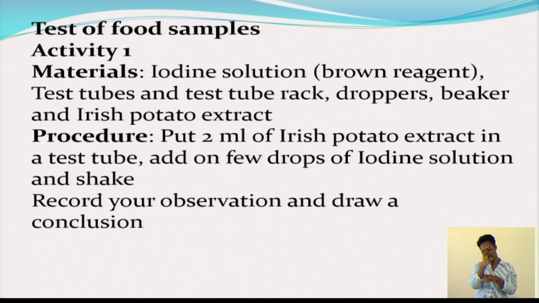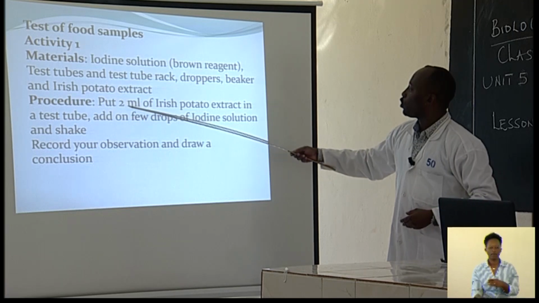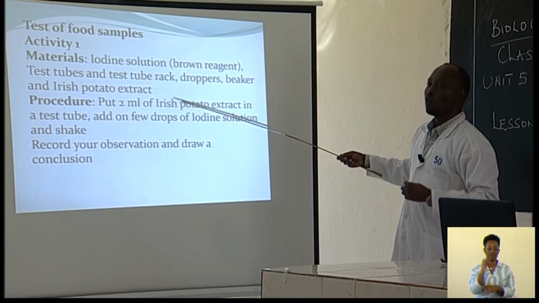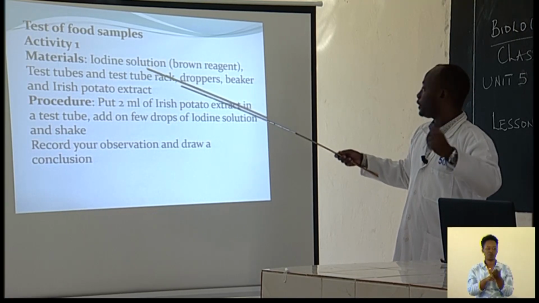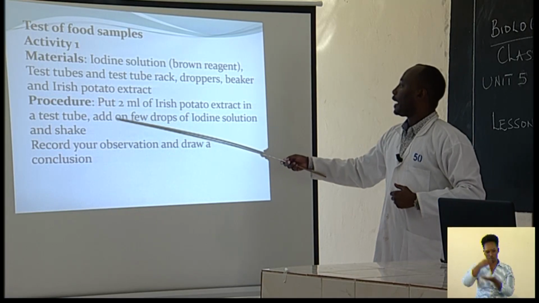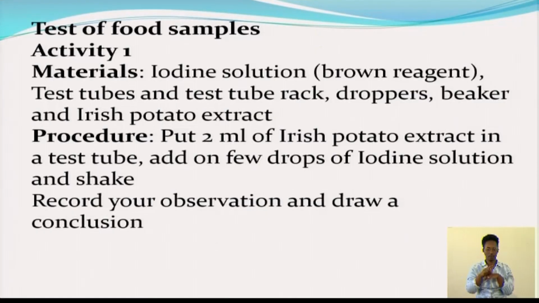Let me go to number 2. Now the procedure, the way you can conduct the experiment. You put 2 milliliters, using a measuring cylinder, of Irish potato, or you can use a prepared starch extract, in a test tube, and add a few drops of iodine solution, shake, record your observation and draw the conclusion. That's what I'm going to do.